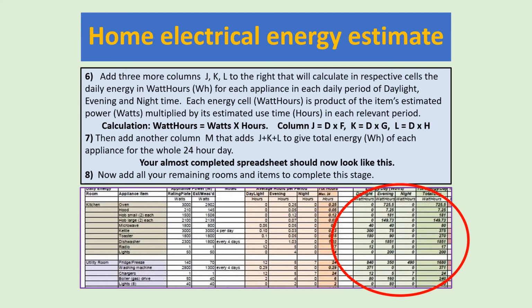Then add another column M that adds J plus K plus L to give the total energy of each appliance for the whole 24-hour day. An item like a fridge freezer will be running all 24 hours. That total cannot, of course, be any more than 24 hours. And having grasped that, now add all your remaining items to complete this stage of the spreadsheet.